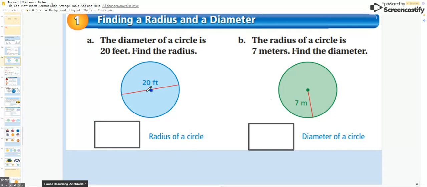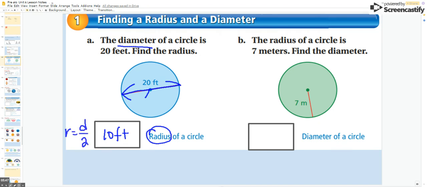So let's find the radius and diameter. We know that the diameter, you see the line passes through the center. So the whole thing is 20. What about the radius then? The radius is half of the diameter, which is 10 feet. How did you get this? Radius is diameter divided by 2. So we know 20 is the diameter. If you divide it by 2, it's going to be 10 over 1. So 10 feet is the radius.